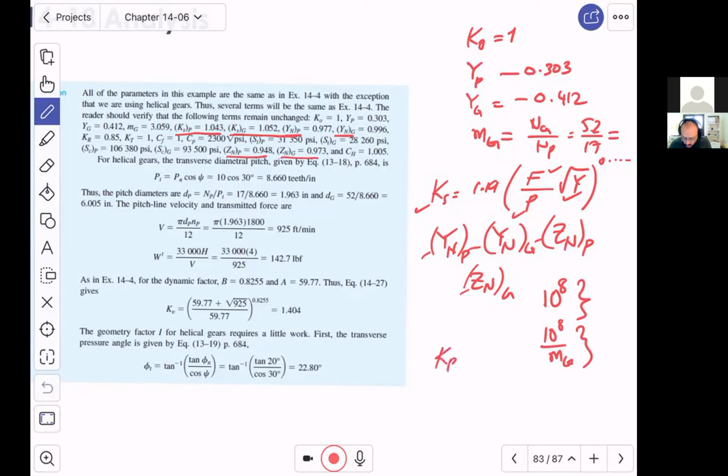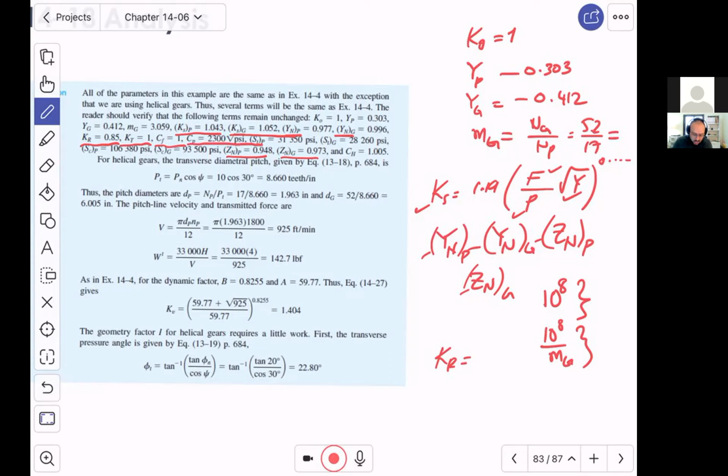What is Kr? The reliability factor. The reliability factor depends on the reliability. If I need 0.9, it is the same. Should I use spur gear or should I use helical gear? It's the same. It wasn't given to us as a function of the gear type, so Kr is still the same. Kt, the temperature, still the same. Cf is still the same. Cp, still the same. I didn't change the modulus. I didn't change the Poisson's ratio. So Cp is still the same.